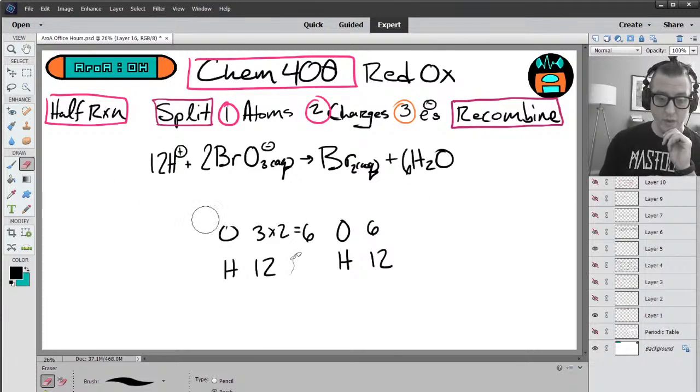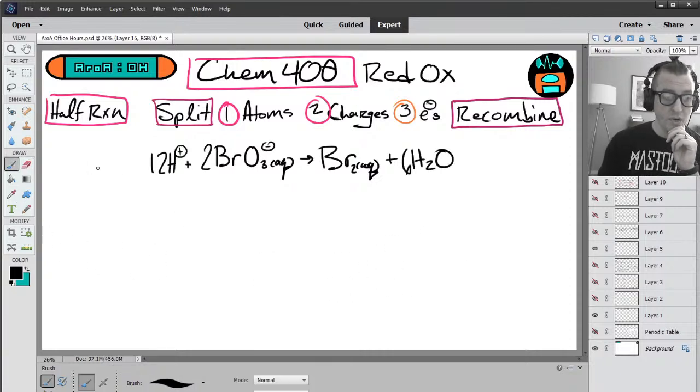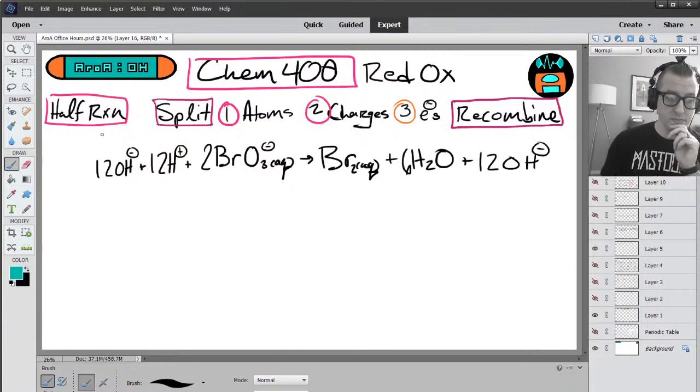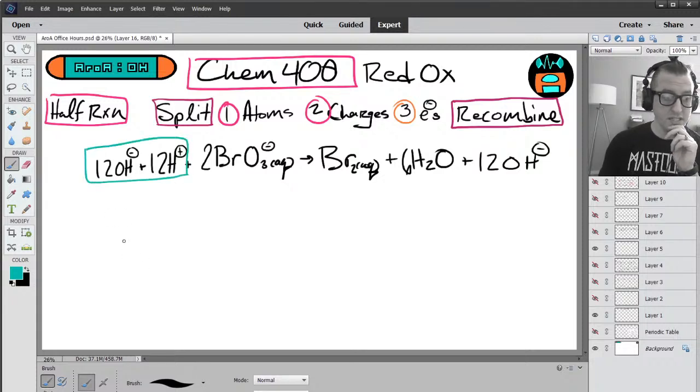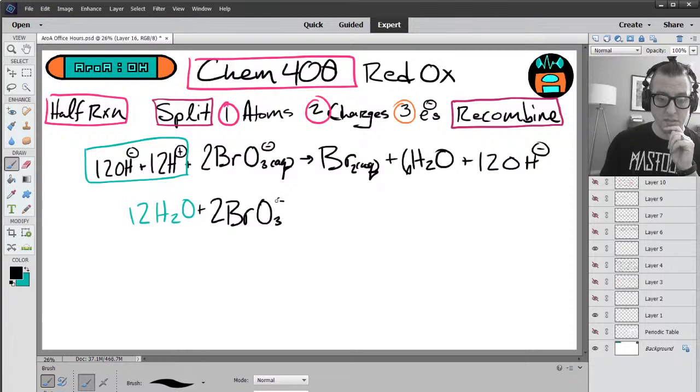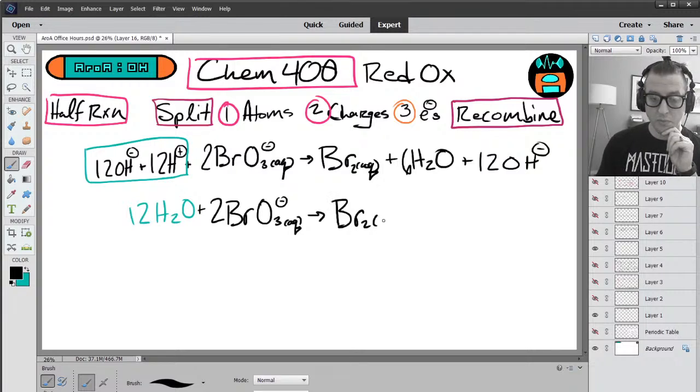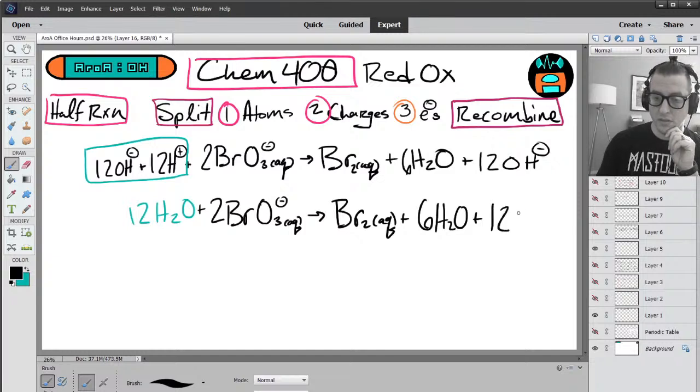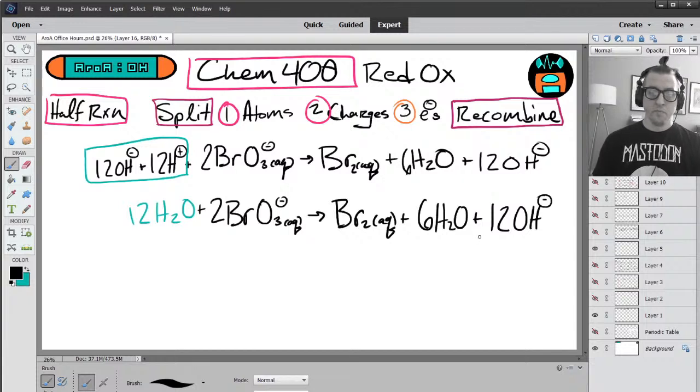So what do we do now? Well, we have to undo what we've done. For each hydronium ion, we need to add a hydroxide to both sides of this equation. These 12 hydroxides combine with 12 hydronium to make 12 molecules of water plus 2 molecules of bromate, and they produce 1 molecule of bromine plus 6 molecules of water plus 12 hydroxide ions.